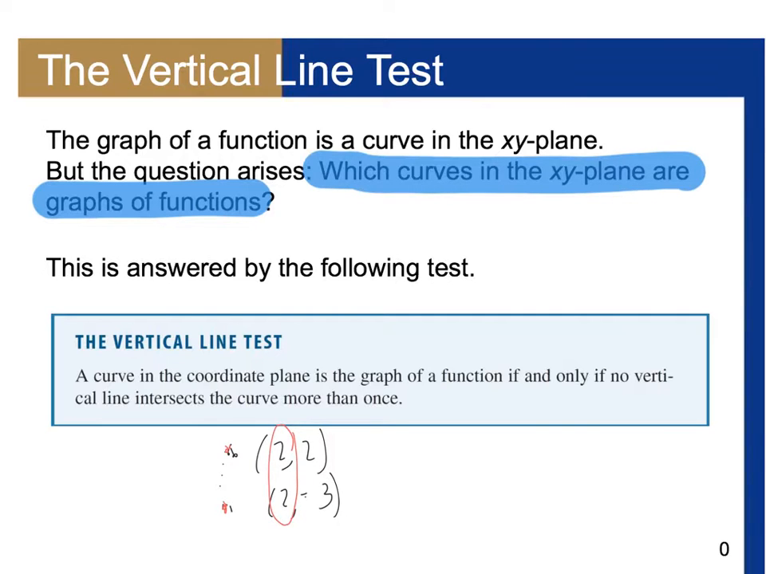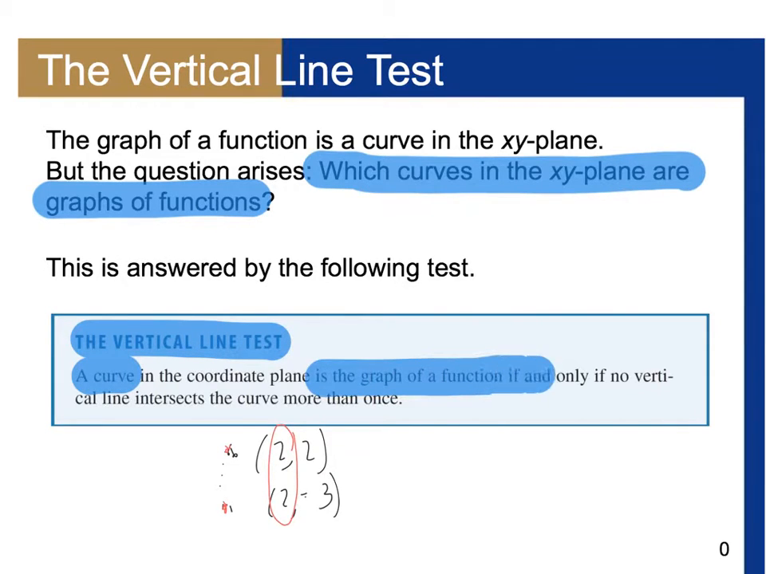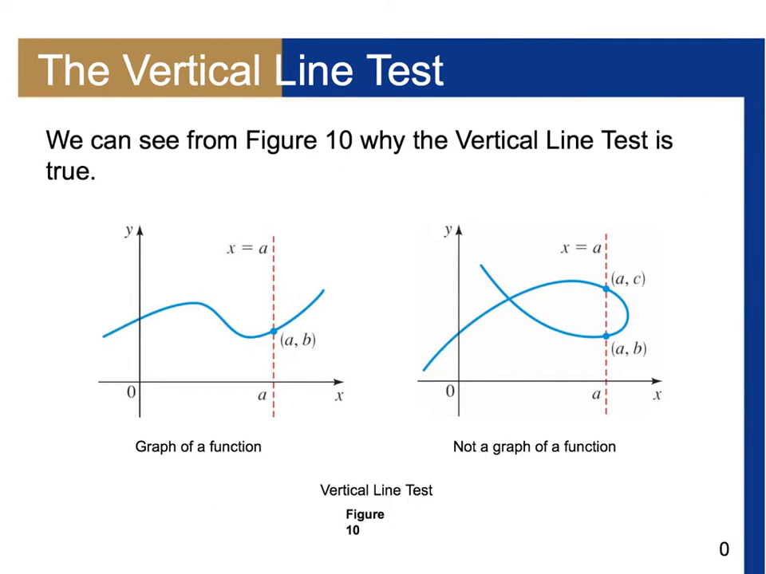The vertical line test says this. A curve is a graph of a function if and only if no vertical line intersects the curve more than once. So if you can draw a vertical line that crosses the curve more than once, it's not a function. Otherwise, it is. Okay, so let's look at a couple of curves here. Notice this one. No matter how many times we try to draw vertical lines through, we can only cross it once. So that is definitely a function.